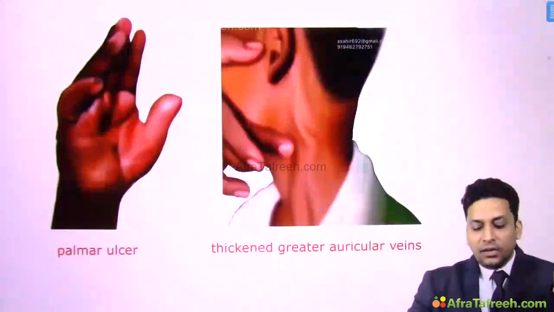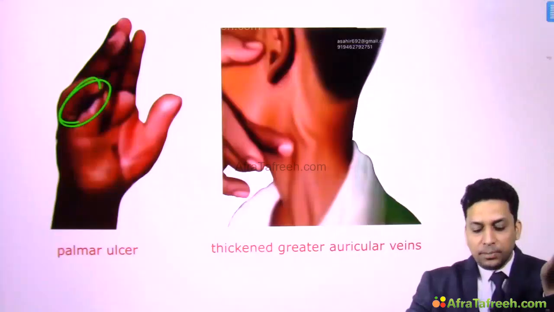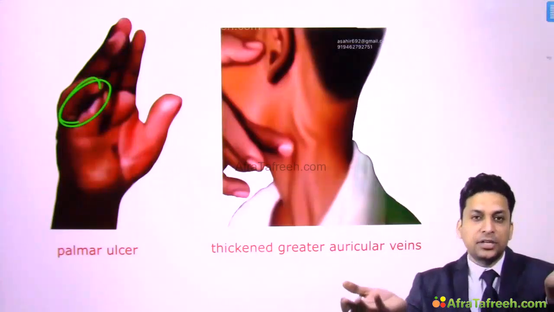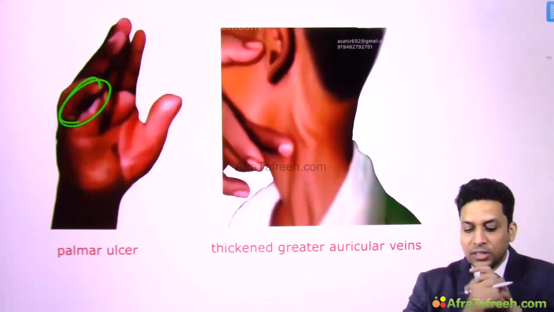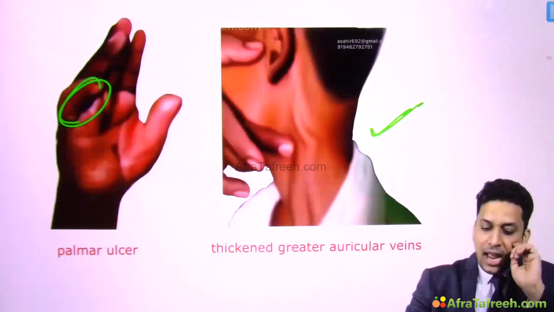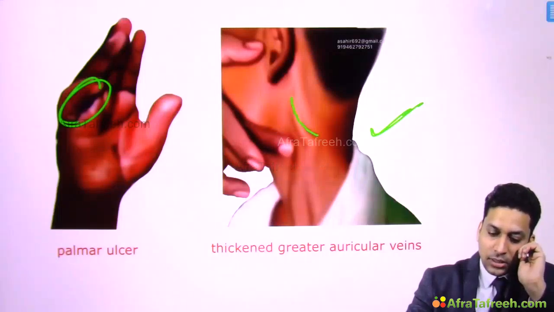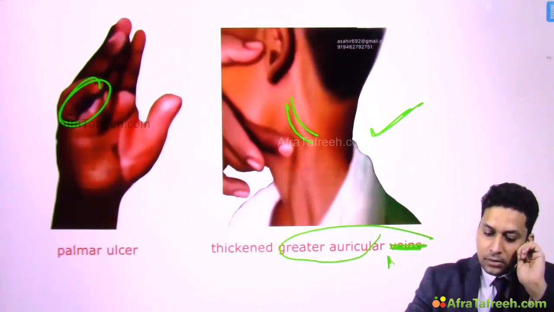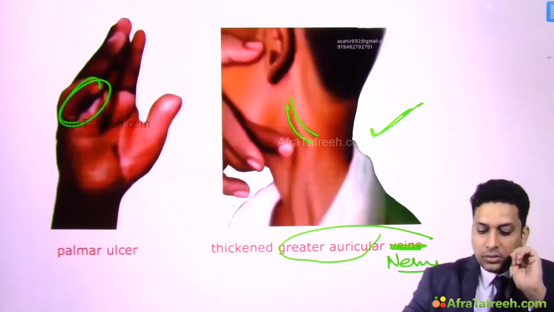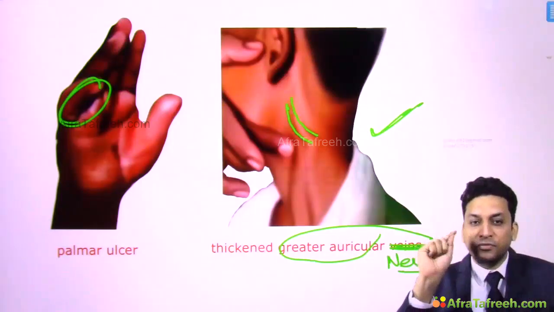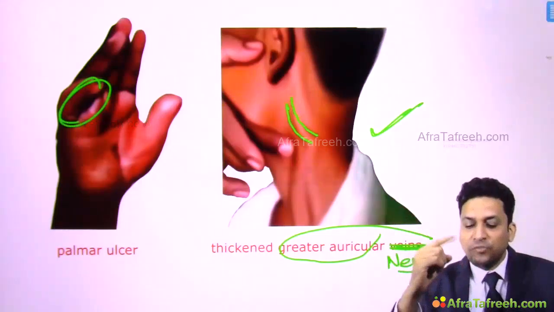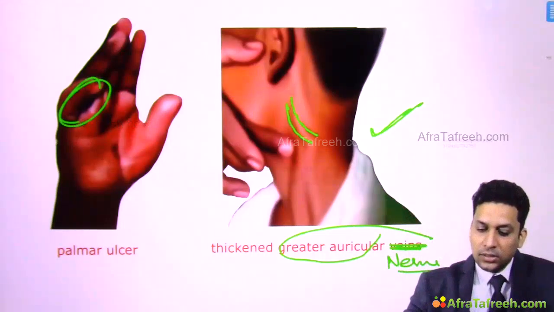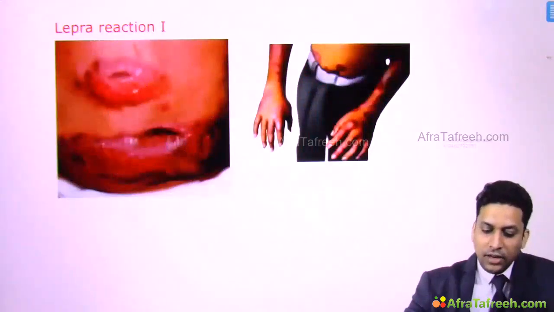Then along with plantar ulcer, palmar ulcers might be present because the patient has sensory loss, and many a time the patient develops burns or ulcers and doesn't even notice that. This image was asked in NEET once, and this nerve which is crossing the sternocleidomastoid muscle is the greater auricular nerve. So this is a visible nerve. You don't even need to palpate, you just need to examine the patient and you will find this thickened nerve. So this is a visible nerve when it is thickened.